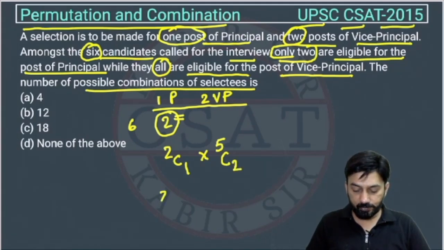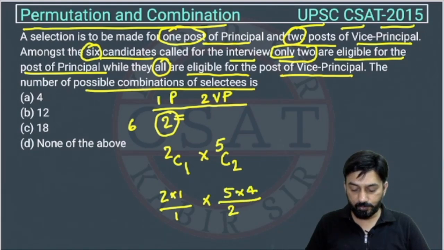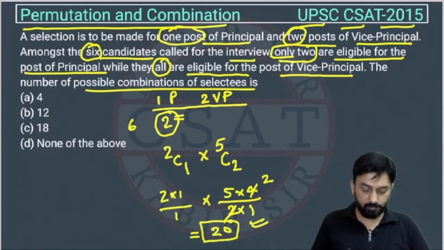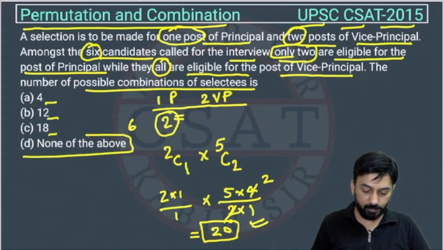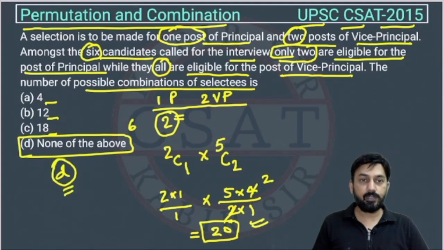So this will be 2 into 1 upon, into, this will be 5 into 4 and 2 into 1, right? This 2 will cut this 4 2 times. So this will be 10 and this is 2. So this will be 20. So the answer of this problem is 20. There is no such option, right? So the answer will be option D. So the answer of this question is option D.